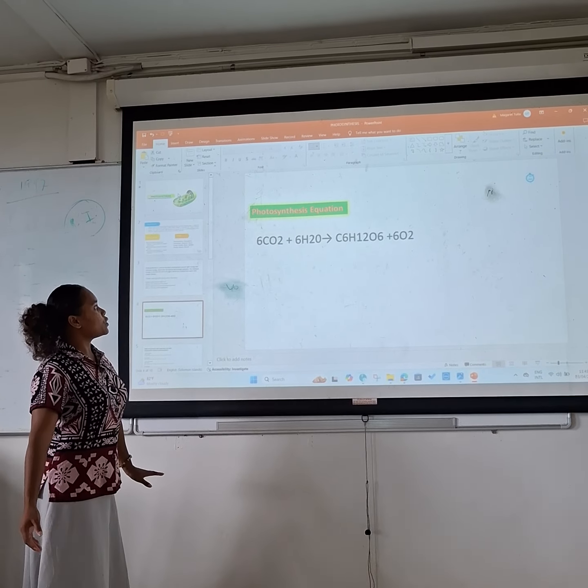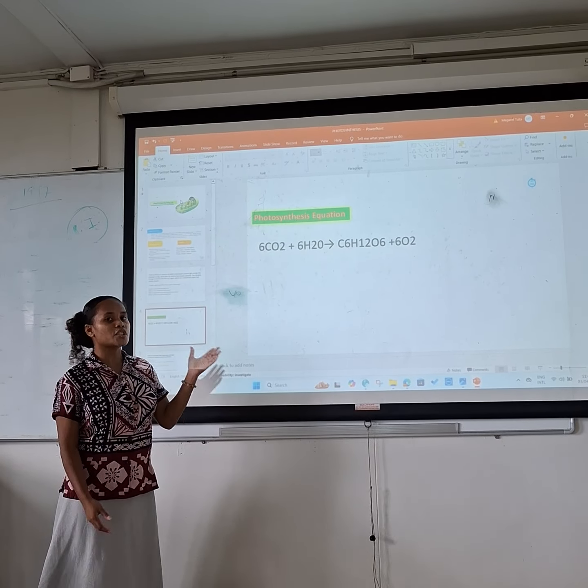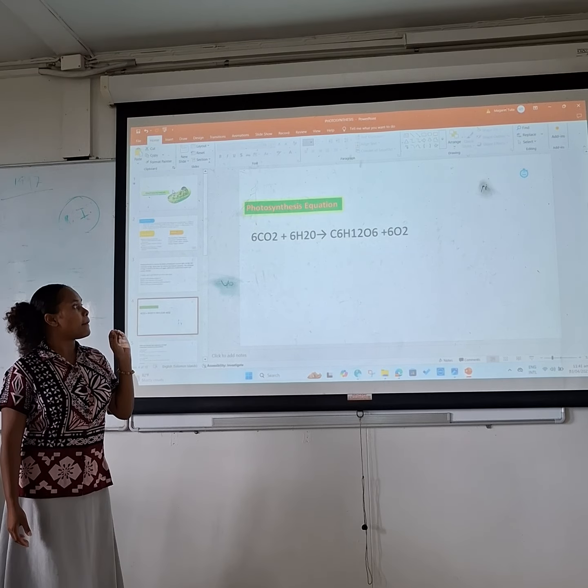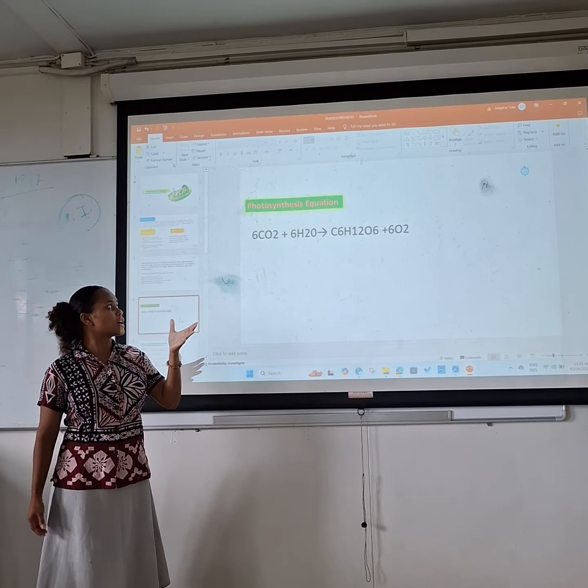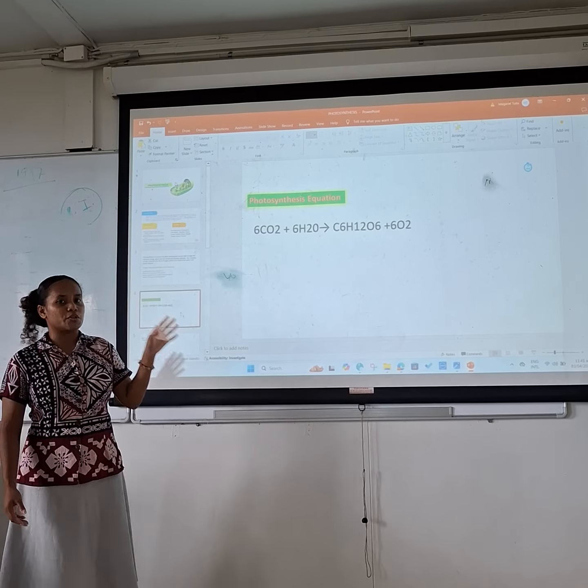So the chemical equation of photosynthesis is carbon dioxide plus water to form glucose plus oxygen. So this is the balanced chemical equation.